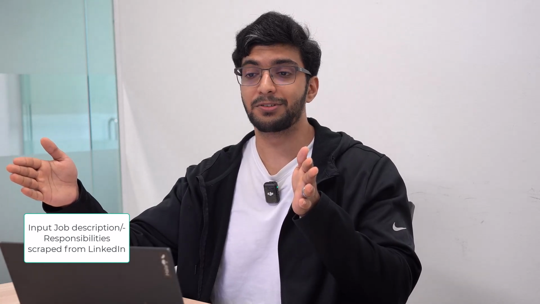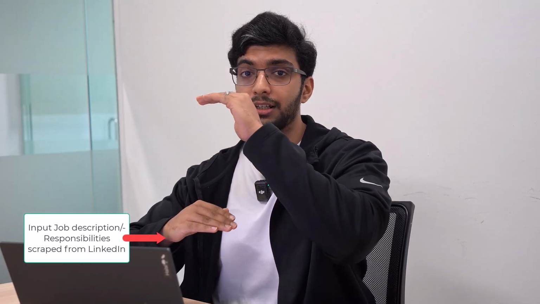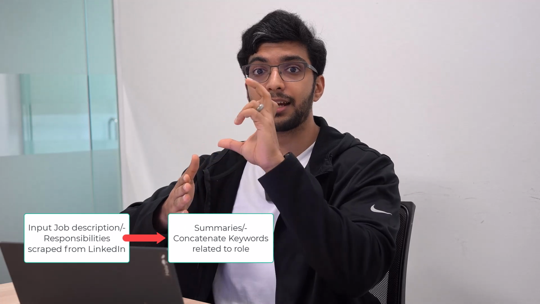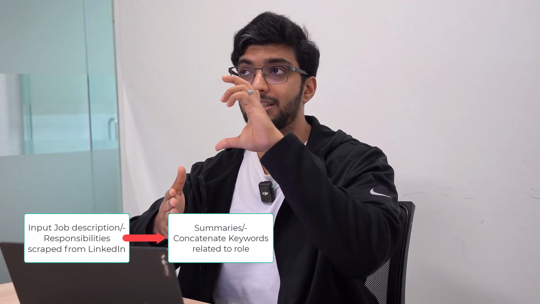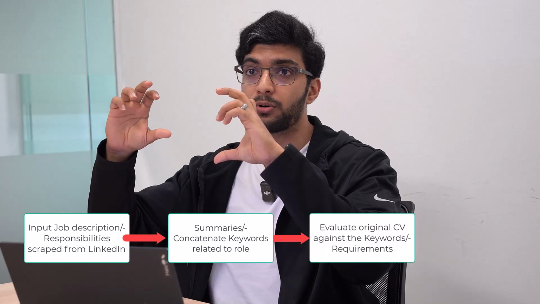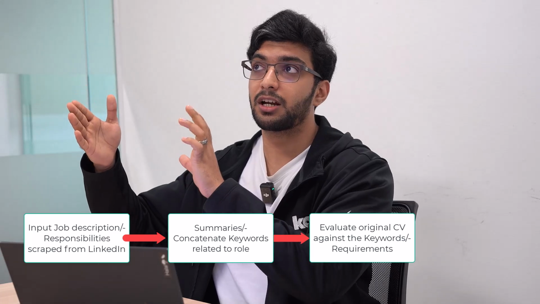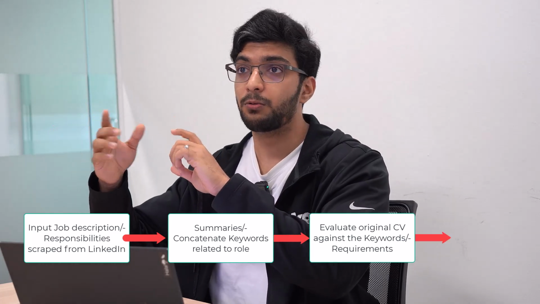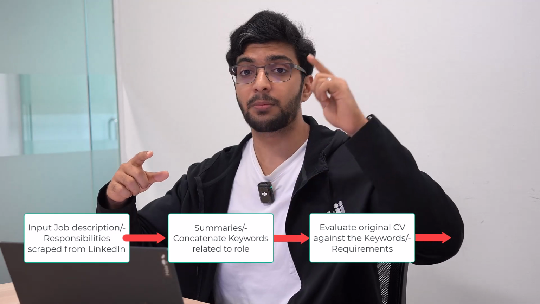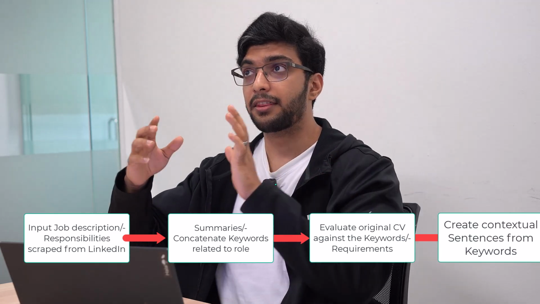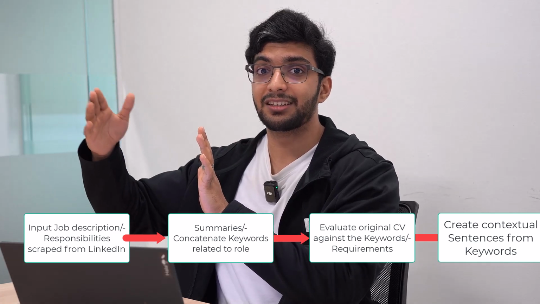So the way the logic works is, you have a bunch of different job descriptions which I have copy pasted from LinkedIn, to be honest, and then we summarize it into one single text. Then we compare that text of all the descriptions and responsibilities required for this role with my original CV, and then we will detect what are the keywords present in the job descriptions and job responsibilities which are not present in my CV. And then I'm going to try to make sentences from those keywords.